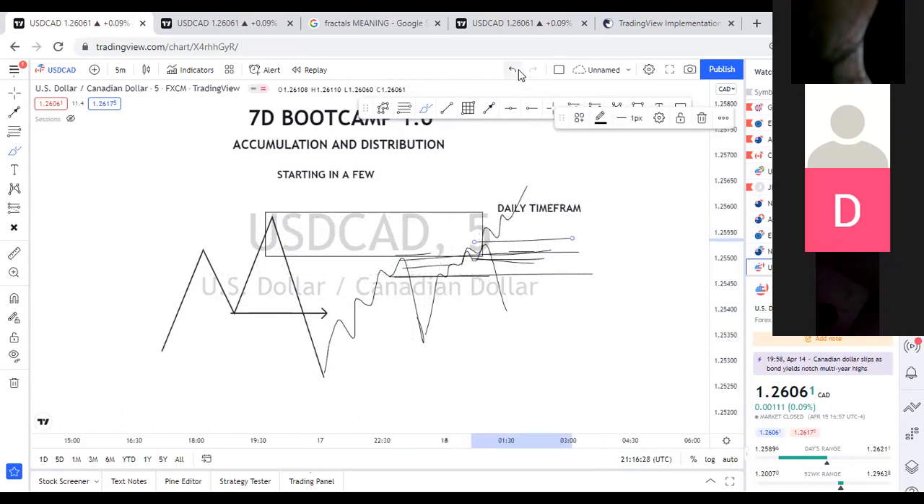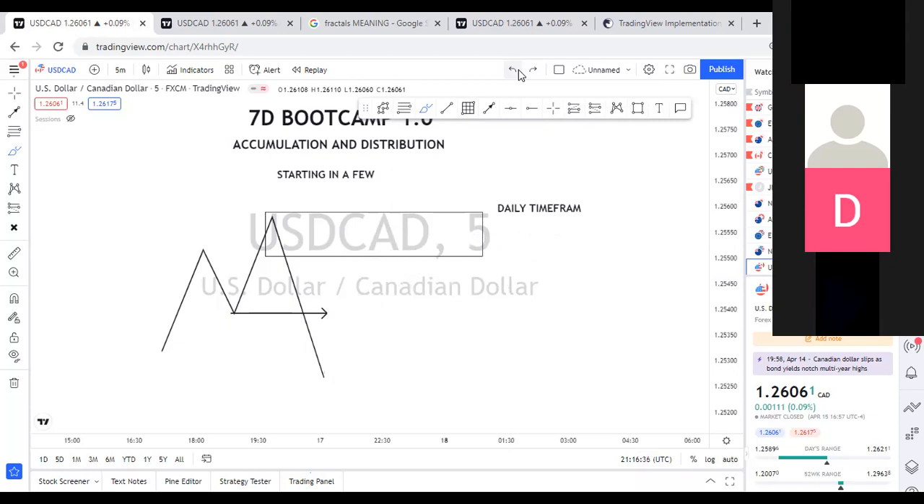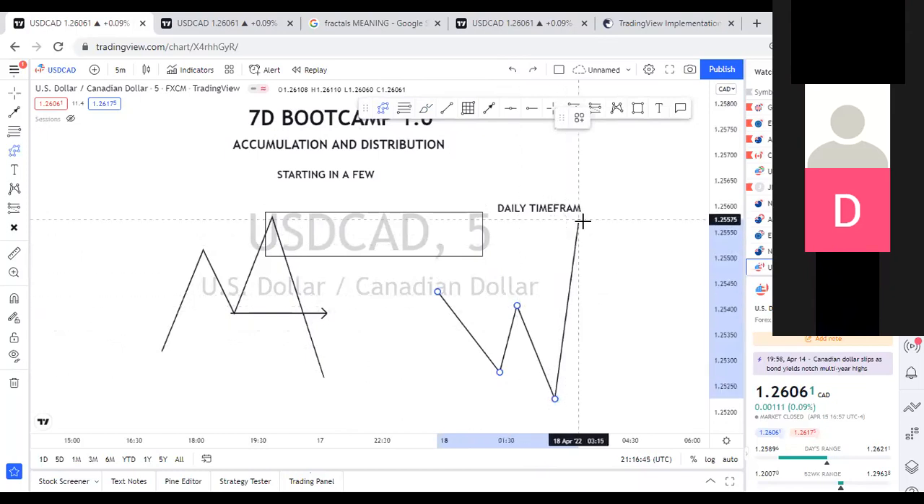Do we understand that? Let me know if you understand that. Now, that exactly is the concept of reaccumulation and redistribution. So now let's go over to the break of structure, right?